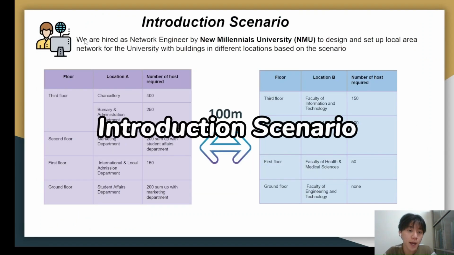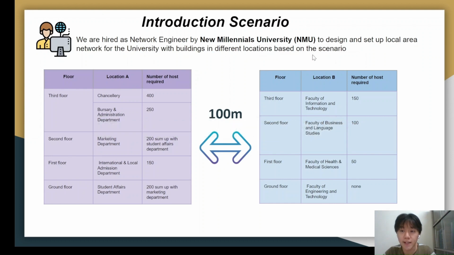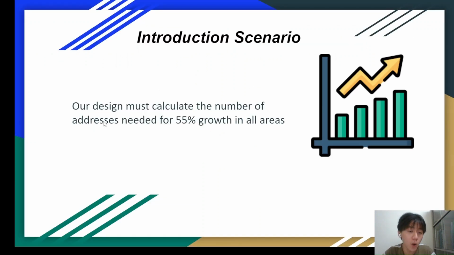In the scenario, we are hired as network engineers by New Millennials University to design and set up a LAN network for the university, with buildings in different locations. Based on the scenario, we have location A and location B. In each location there are different departments on different floors, with a different number of hosts required. They are 100 meters apart, so our design must calculate the number of addresses needed for 55% growth in all areas.